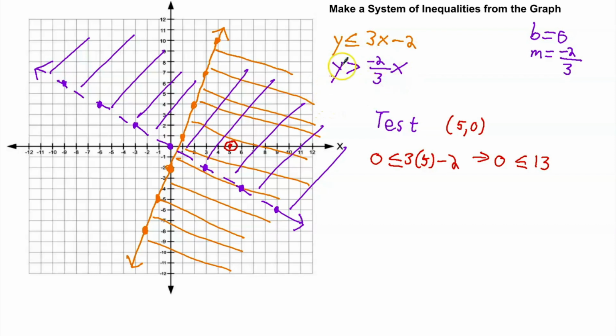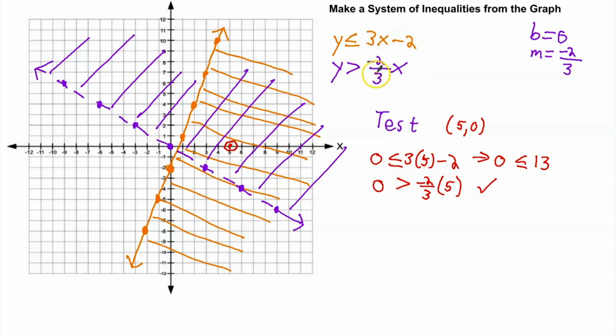Let's go with the bluish purple one. We're again going to plug in 5, 0. So we'll plug in 0 for y. So 0 is greater than -2/3 times 5. Now I'm not even going to do the math. I'm just going to say a negative number times a positive is a negative, and 0 is greater than any negative number. So yes, that is also true, which means we have good inequality signs. All that's left is to make sure that our boundaries are correct, and we were very careful with generating those.